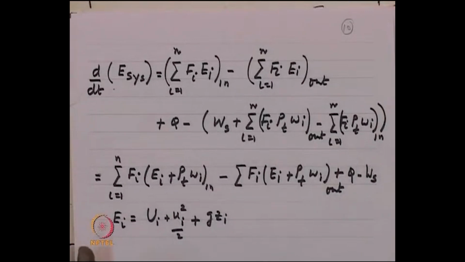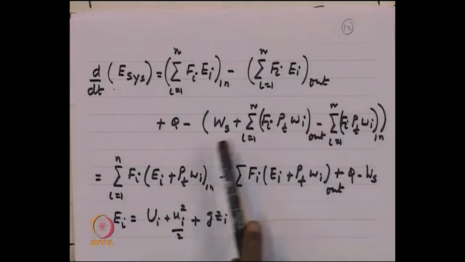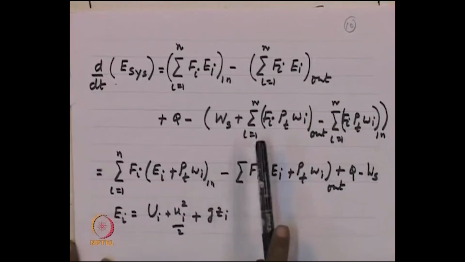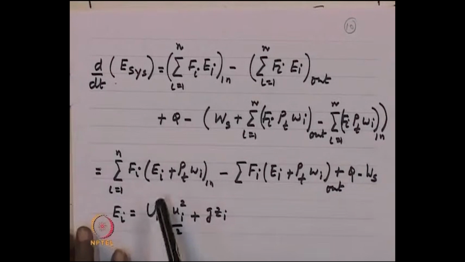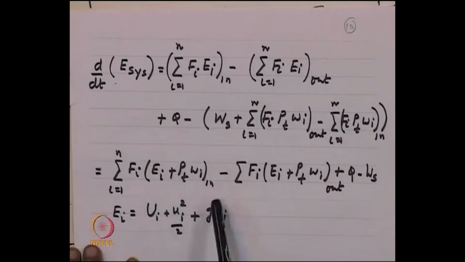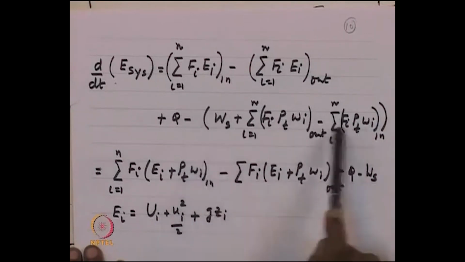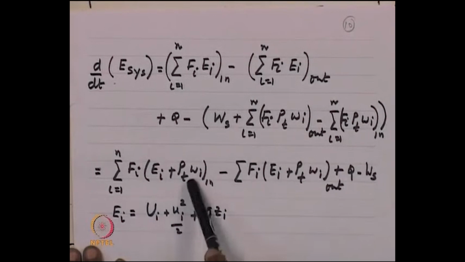What we are saying is that if you have an energy balance, if you take the flow work into account, then the flow work term appears in the energy balance in this form: you have F_i as the molar flow and E_i plus P_t omega_i. You can notice here in this term it is negative, correct, negative net is positive. Therefore, E_i plus P_t omega_i is the energy of the system.